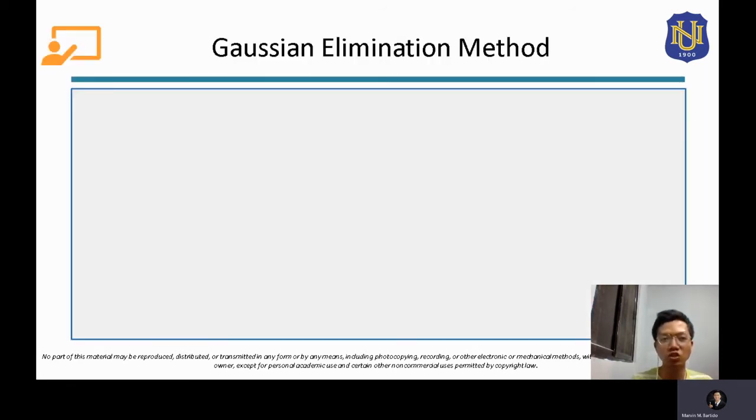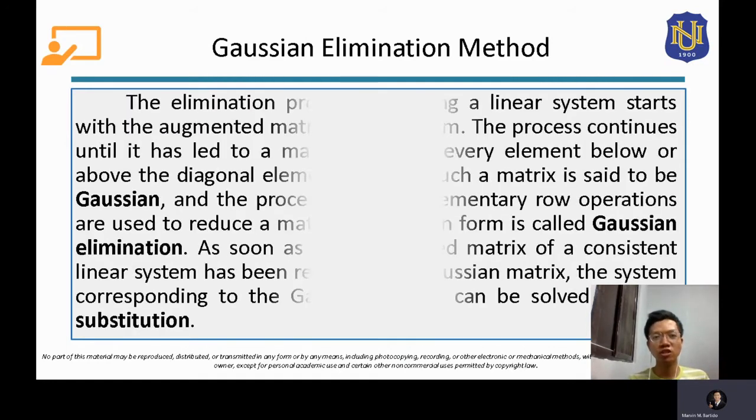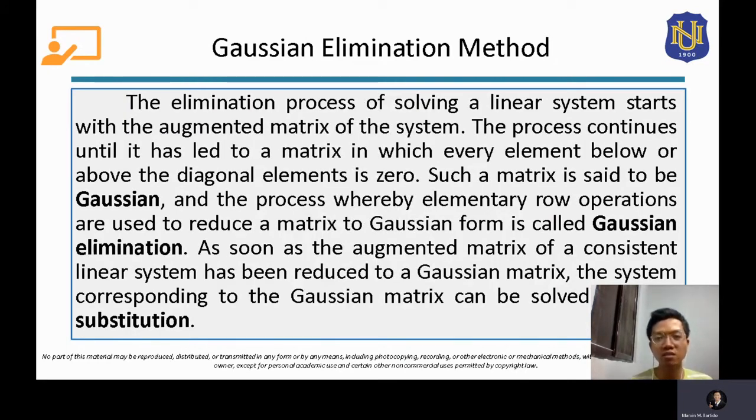Now let's proceed to the Gaussian elimination method. For the Gaussian elimination method, the elimination process of solving a linear system starts with the augmented matrix of the system. That's the first step when we use Gaussian elimination. So we have to create the augmented matrix of the system of linear equations. The process continues until it has led to a matrix in which every element below or above the diagonal elements is zero.